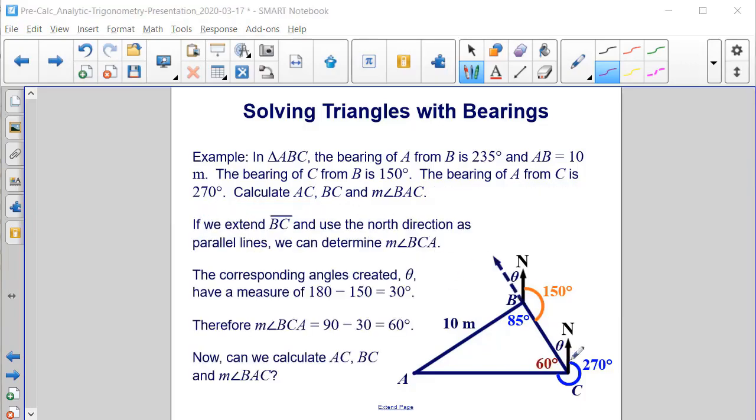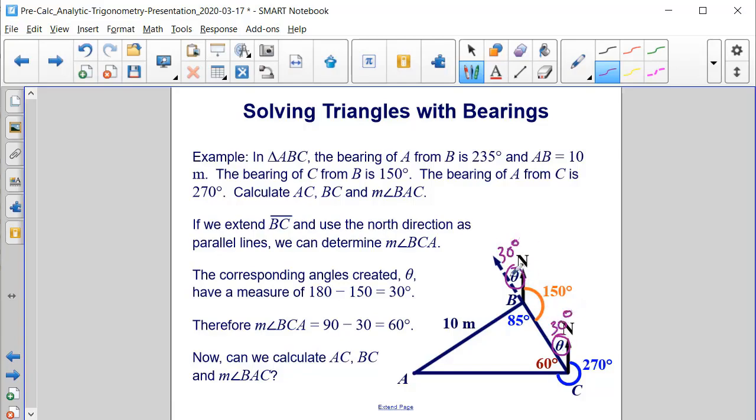If we actually extend segment BC in this direction and use the north direction as parallel lines, we have a pair of corresponding angles here. They're labeled as theta. And they have a measurement of 180 minus 150, which is 30 degrees. So these are both 30.